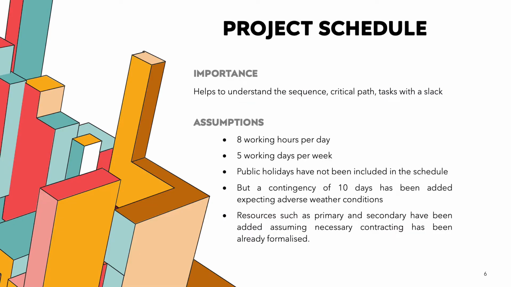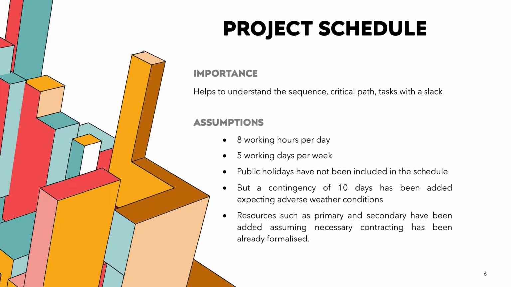So, project scheduling is the main process of identifying all necessary tasks that need to be carried out in the project in order to make it a success. The scheduling helps us to understand the sequence, the cost, the critical path, the task with slacks, etc. So these are the assumptions we made when scheduling our project.